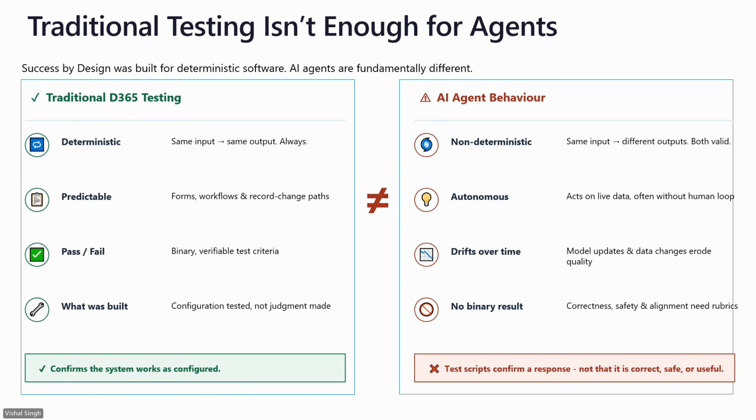Our Success by Design by FastTrack already provides a proven framework for delivering reliable D365 solutions. But Success by Design was designed for deterministic software, and agents are not deterministic. The same input can produce different output; behaviors can shift as models update, grounding data changes, or user patterns evolve. Traditional testing can confirm if the agent is technically correct, but it cannot confirm if the agent is behaving correctly, safely, or in alignment with the business intent. Next slide.